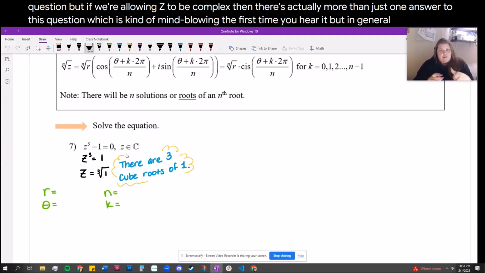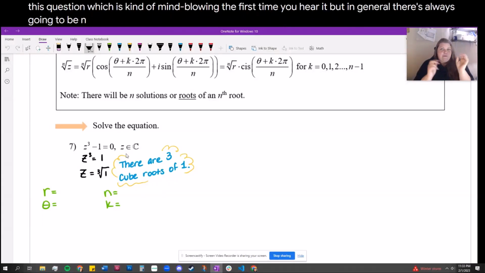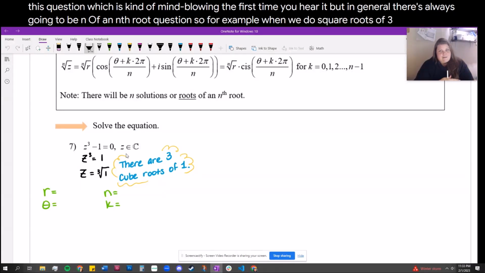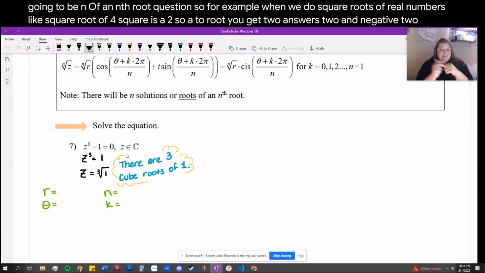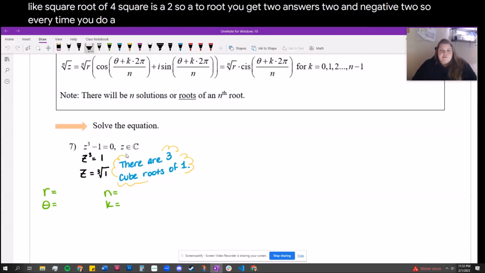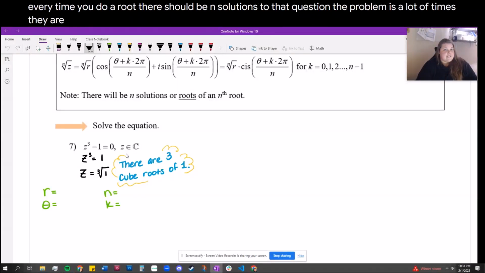But in general, there's always going to be n roots of an nth root question. So for example, when we do square roots of real numbers, like square root of 4, a 2 root, you get 2 answers, 2 and negative 2. So every time you do a root, there should be n solutions to that question. The problem is a lot of times they are complex numbers.